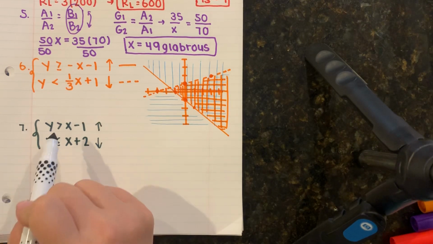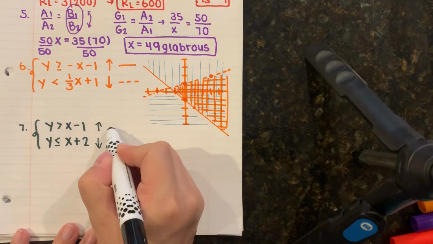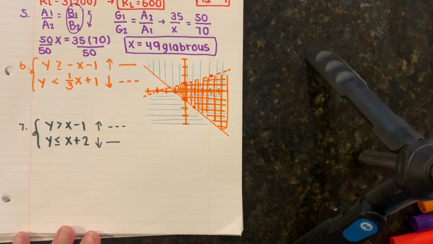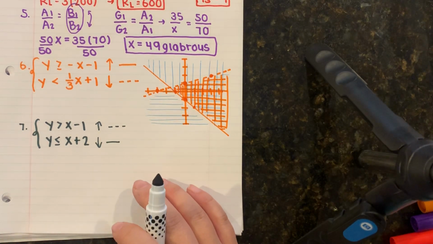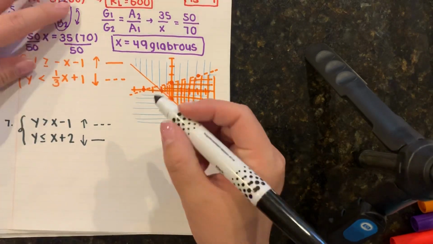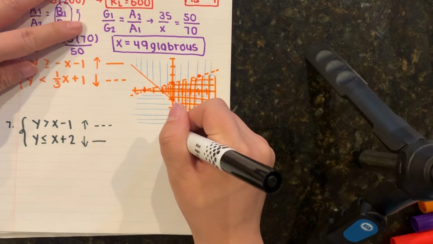Now again, if there's no equal sign, it's going to be a dotted line. If there is an equal sign, it will be a solid line. So that's how I can tell the difference between these two equations, or these two lines. So now I'm going to make my diagram over here.